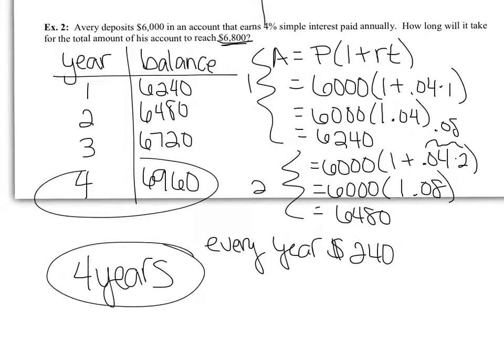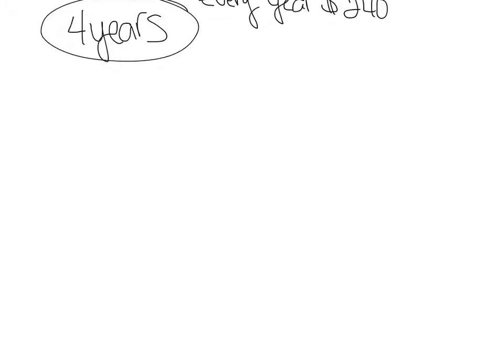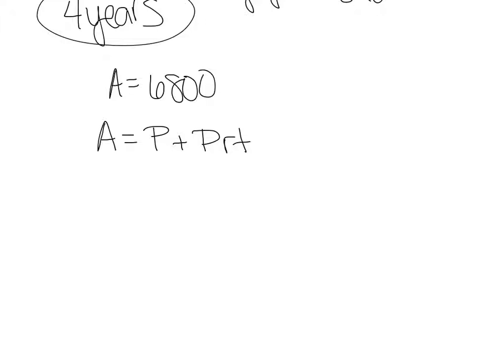Now, I said that was probably the easiest way because it's pretty foolproof, but what we can also do is we can set up an equation. So down here, we're going to set up an equation. Now, I know that I want my account balance to equal $6,800. Okay, we have this formula that says A equals P plus PRT, or we could use P times 1 plus RT, either one. Gonna get the same answer either way. Let's use this first one here. Let's plug in the numbers that we know.